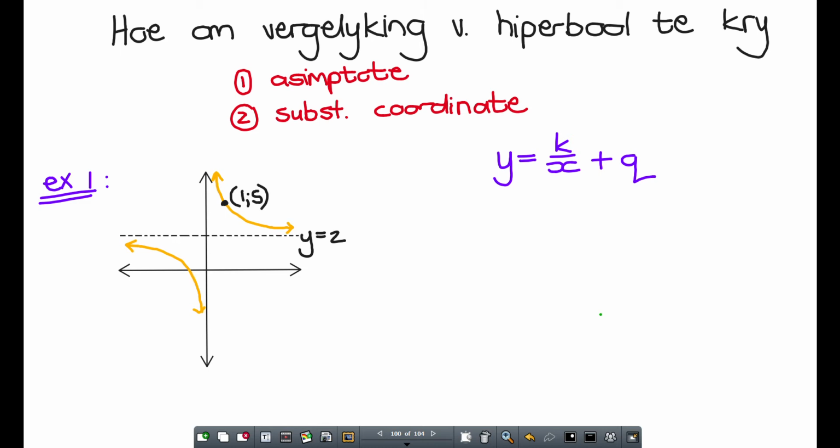How do I indicate the asymptote? With that dotted line. Sien julle dit? Nee? Okay, so met ander woorde my asymptoot is hier, by y is gelyk aan 2.